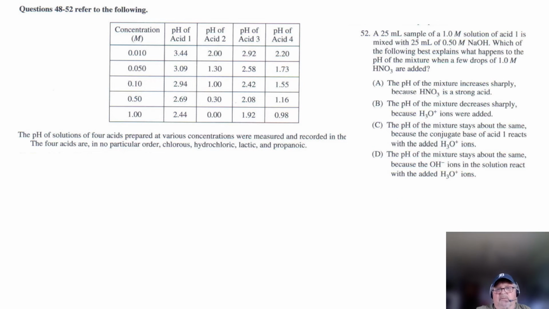Okay, so last problem relating to this situation here. 25 mils of 1 molar acid is mixed with 25 mils of 0.5 molar NaOH. Then after you do that, you add a few drops of nitric acid. So let's look at what happens.